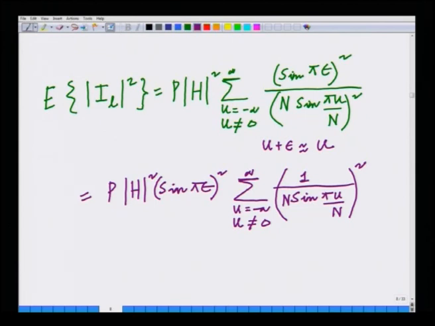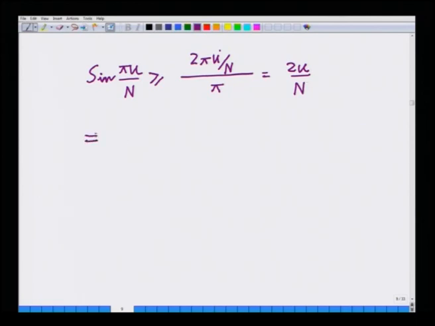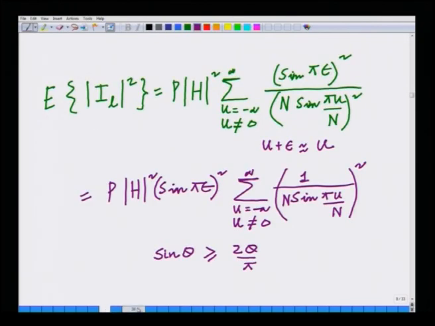Now I want to use some approximation here. The first approximation I am going to use is that sin θ is greater than or equal to 2θ over π. I want to use this for the term sin(πu/N), which means I can write sin(πu/N) is greater than or equal to 2 (πu/N)/π, equals 2u/N, which implies N sin(πu/N) is greater than or equal to 2u.